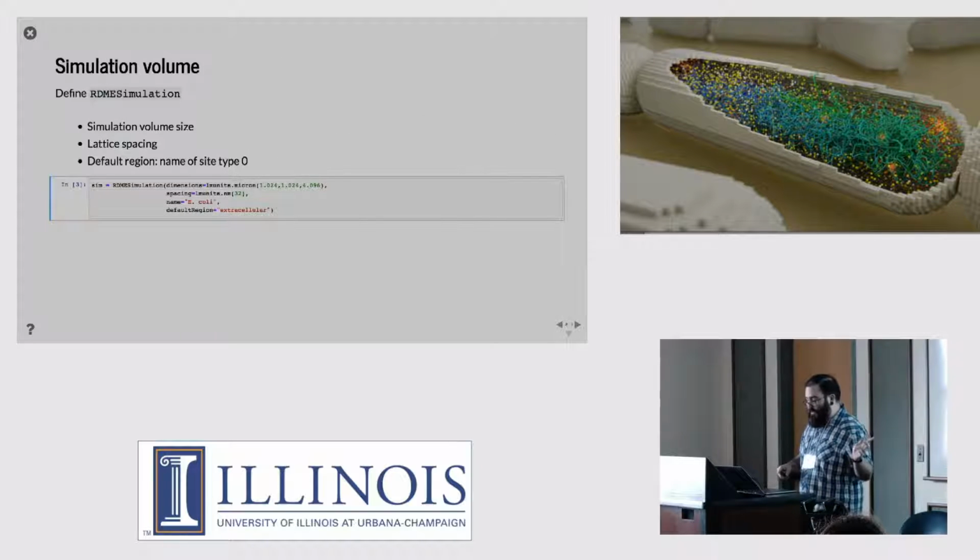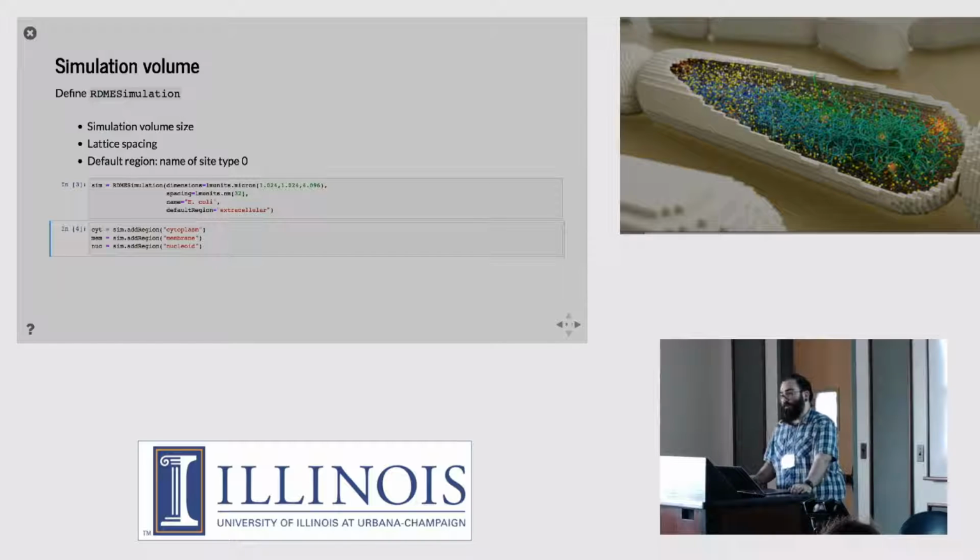So we start off with a simulation volume with an RDME simulation, and with this definition here, we tell it the size of the subvolumes. We say the dimensions of the lattice in continuous units, not subvolume units. We give the simulation an identifier, in this case it's E. coli, and we call the default region, which is site type 0, we're defining that as extracellular.